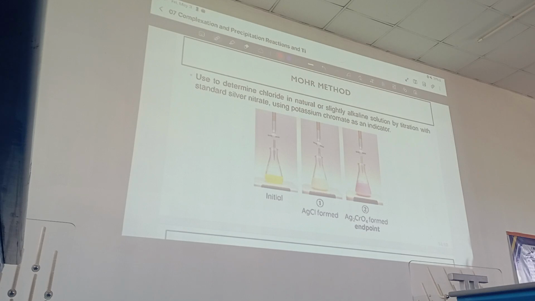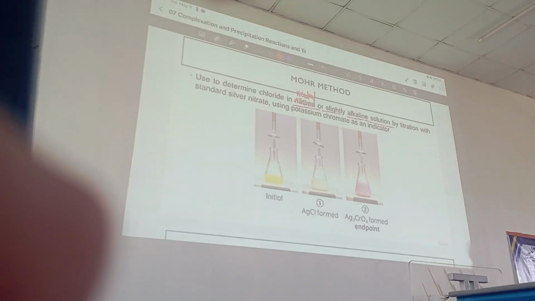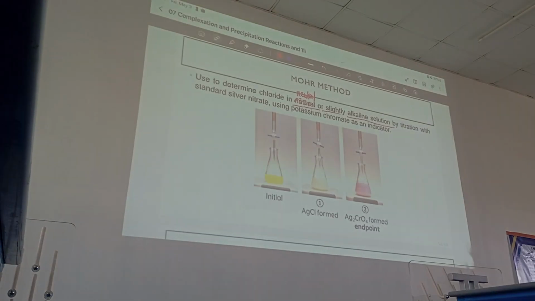Okay. Mohr method is used to determine chloride in neutral or slightly alkaline solution. Alkaline solution, slightly or not. Neutral dapat. Technically, chloride po usually sa samples ng food at sa natural form, sa mga samples sa rivers. Gamitin ang chloride method. Use titration with the standard silver nitrate using potassium chromate as an indicator.